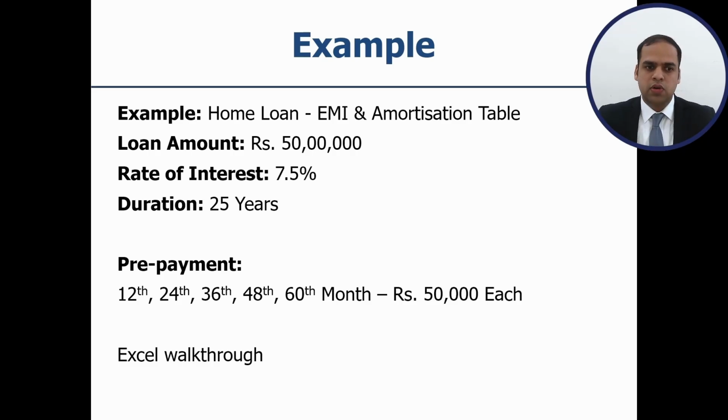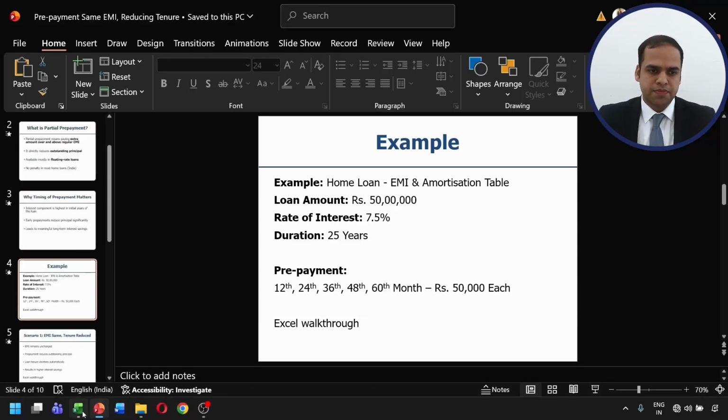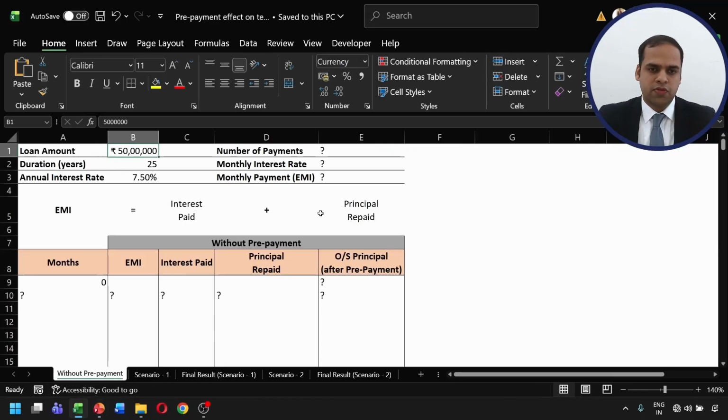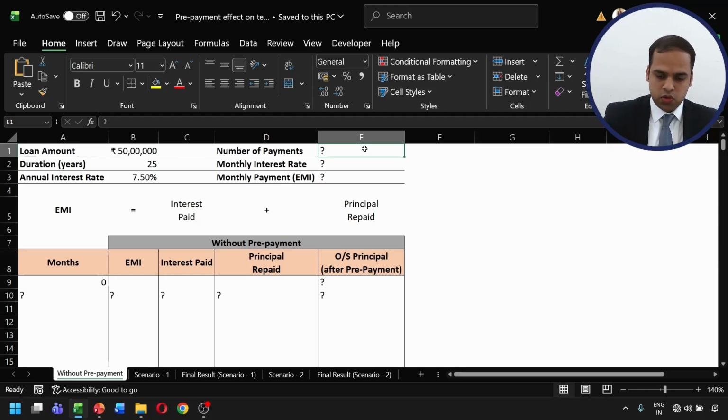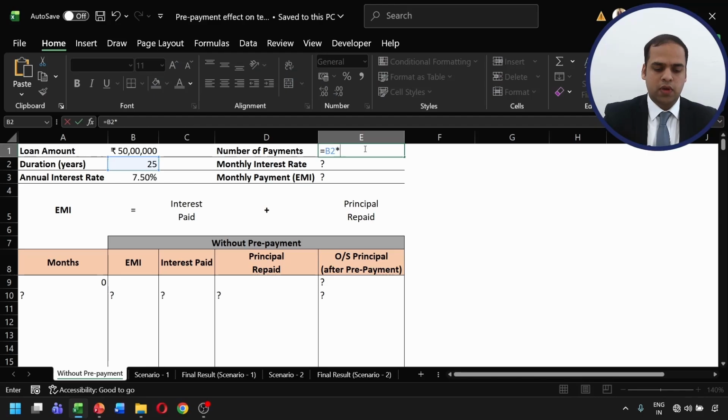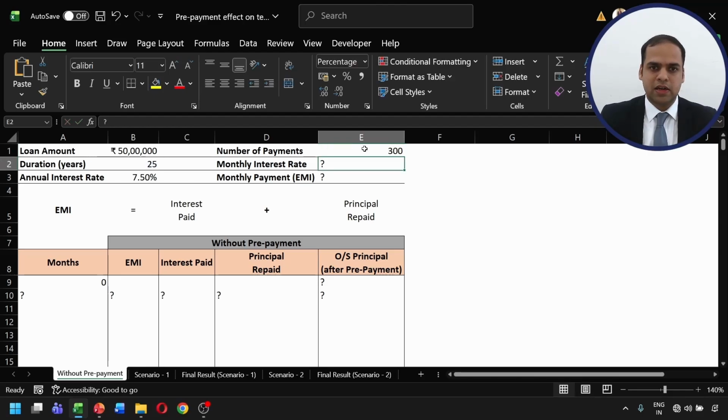So now we are going to go on Excel and make an amortization table first. So first we are going to make an amortization table without prepayment. So normal amortization schedule we are going to make. So loan amount is 50 lakh, duration is 25 years, and annual interest of 7.5%. So the number of payments we are going to make is 25 years into 12 months in a year. So total 300 EMIs we are going to pay.